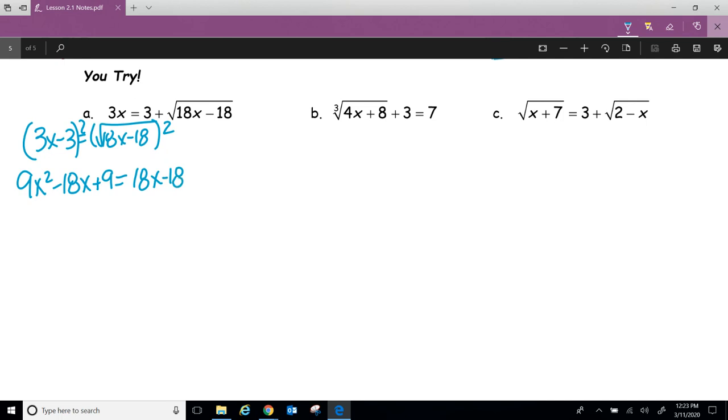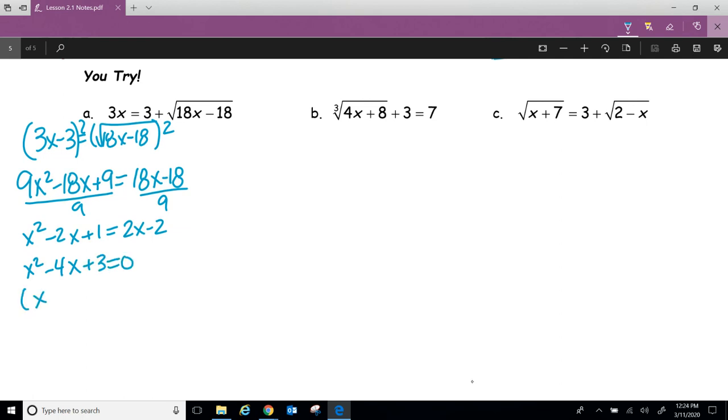Now, before I do anything else, I see everything's divisible by 9, so I'm going to make this a much simpler problem, dividing every term by 9. So I got x² minus 2x plus 1. On the right-hand side, I got 2x minus 2, and that makes my numbers a lot less intimidating as I go forward. All right, moving that 2x to the other side, I get x² minus 2x would be minus 4x. And then 1 plus 2 would be 3.